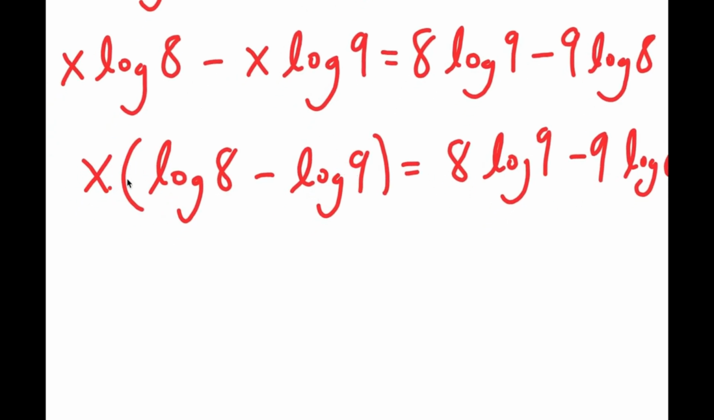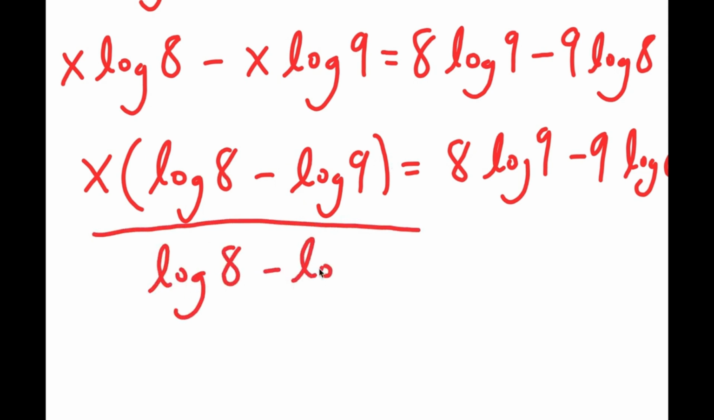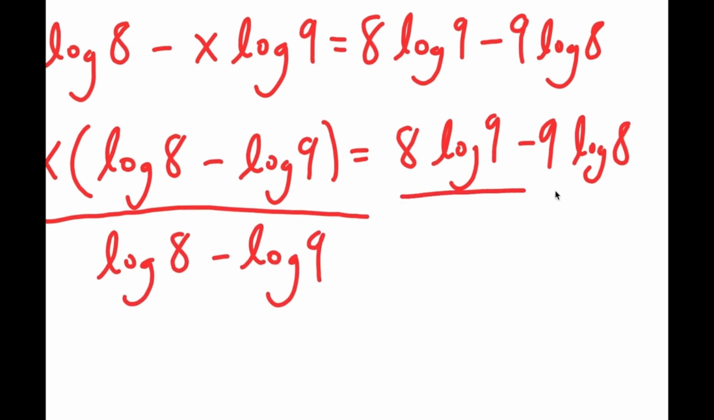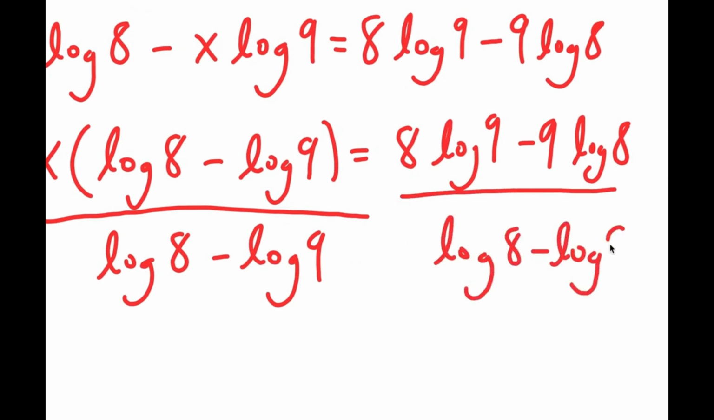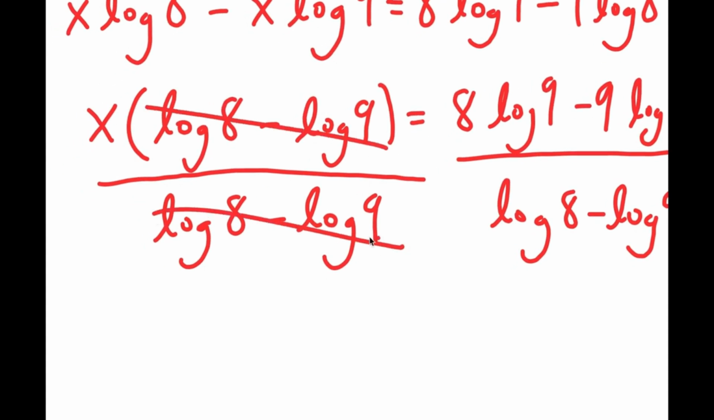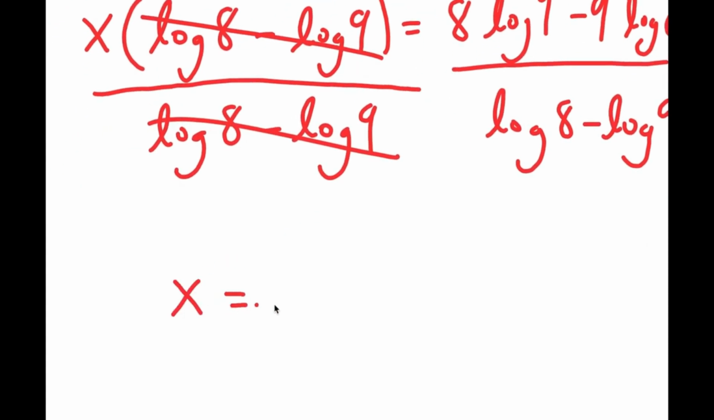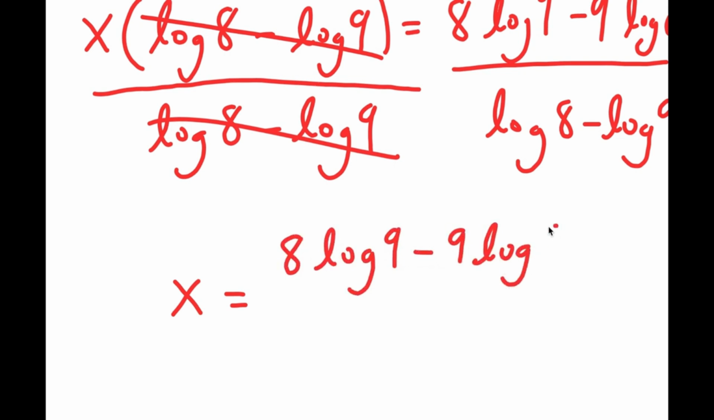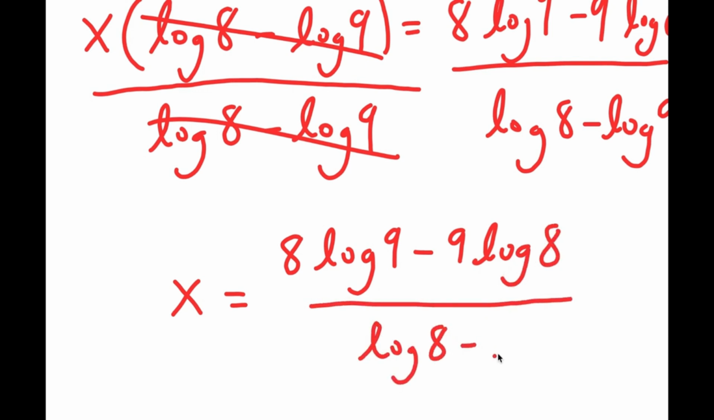Now, we obviously want to find the value of x, and the only way to do that is to get rid of this log 8 minus log 9 by dividing both sides by log 8 minus log 9. So then these two cancel out, and I get x is equal to 8 times log 9 minus 9 times log 8 over log 8 minus log 9.